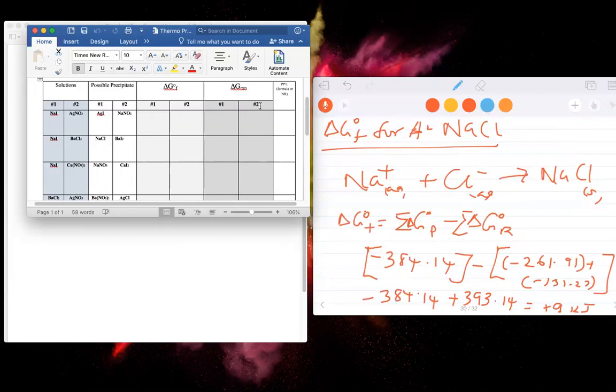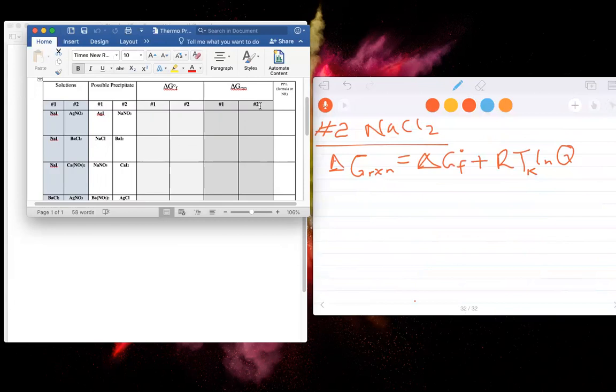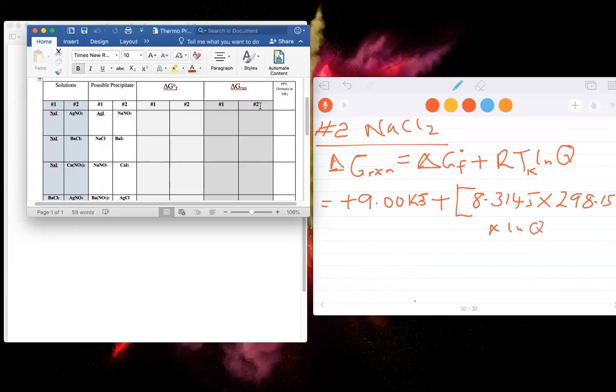From this calculation for sodium chloride, this is what we found. Positive 9 kilojoules plus 8.314 joules times 298.15 times ln of Q. Let's find first of all Q.